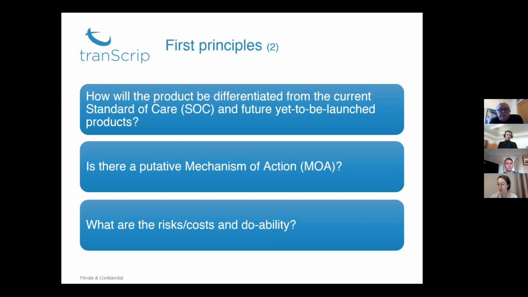And the other element, which goes to the putative mechanism of action, is that sometimes that can actually help you foresee what toxicities may be coming down the pipeline. And this is principally why the European agencies want to know that, because they can, with their experience, sort of predict what might be a problem. And then the other thing is the risks and costs and whether you can actually physically do it.